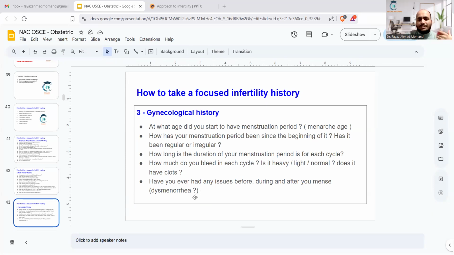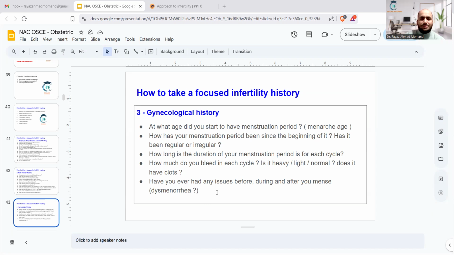All these are just to make sure that the patient doesn't have endometriosis. Sometimes endometriosis may not come with very specific symptoms. It can come with deep dyspareunia or bleeding during or after sexual intercourse. This is why we ask these questions sometimes.